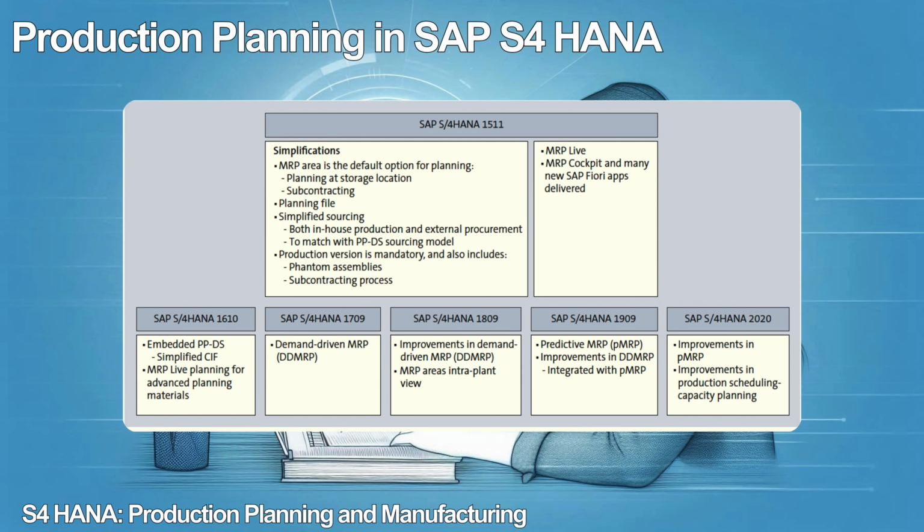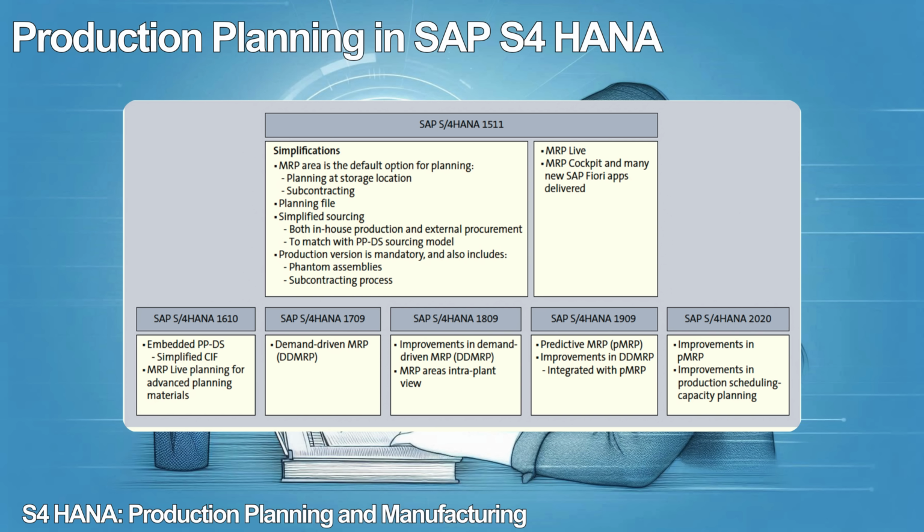Secondly, S/4HANA 1610 introduced embedded PPDS directly into the S/4HANA core. This eliminated the need for a separate APO system. The core interface was simplified and master data was harmonized. The MRP dispatcher logic could now intelligently decide whether to run classic MRP, MRP Live, or advanced planning via PPDS.